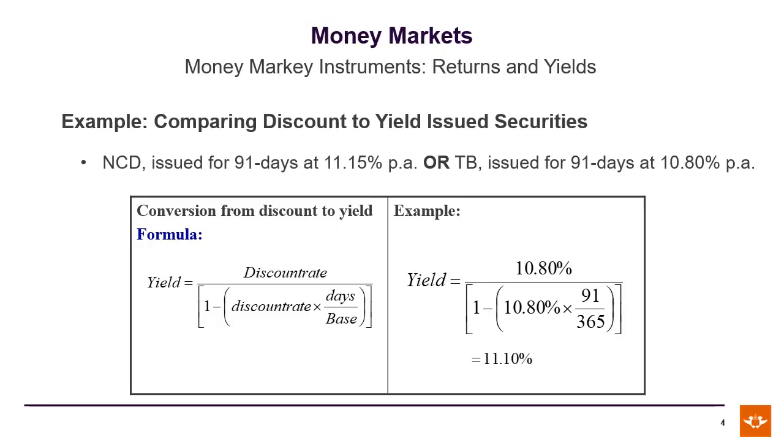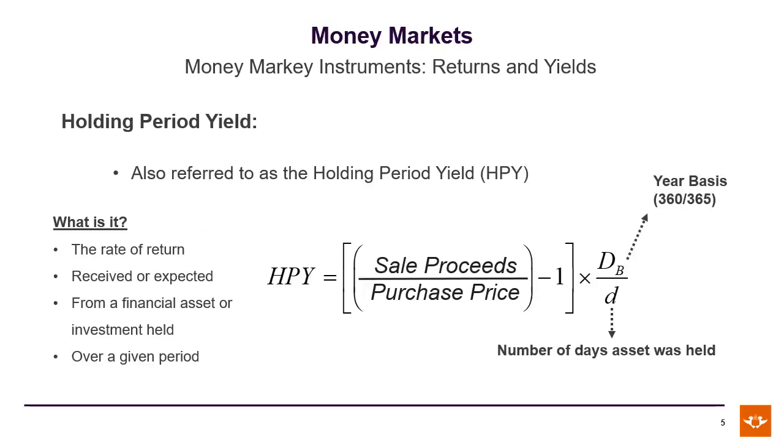Now we came across the holding period yield previously on a number of occasions, and the idea is still the same. Holding period yield is the yield that is generated, or the return that is generated on an asset for the period of time that you hold the investment. And it's actually the sale proceeds minus the purchase price over the purchase price. And this is ratioed up for the year. It's a nominal rate. And in terms of the money market instrument, it will depend on the day count convention that you are using.